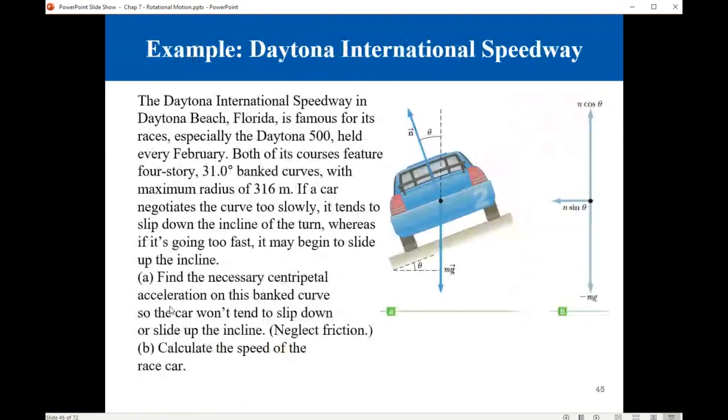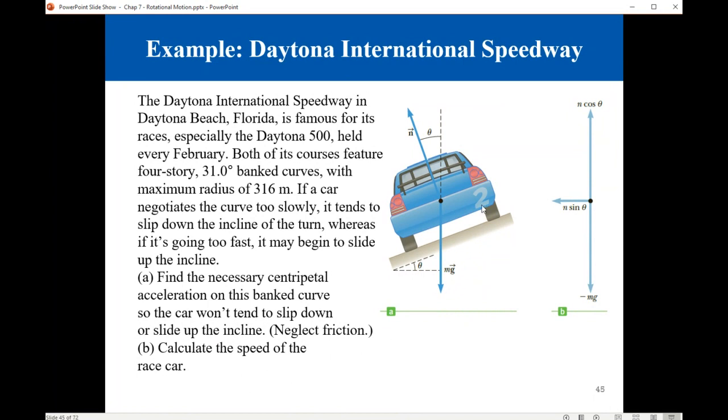Another example: the Daytona International Speedway in Daytona Beach, Florida is famous for its races, especially the Daytona 500 held every February. Both of its courses feature four-story 31-degree banked curves with maximum radius of 316 meters. If a car negotiates the curve too slowly, it tends to slip down the incline of the turn, whereas if it's going too fast, it may begin to slide up the incline. Find the necessary centripetal acceleration on this banked curve so the car won't tend to slip down or slide up the incline. Neglect friction. Calculate the speed of the race car.